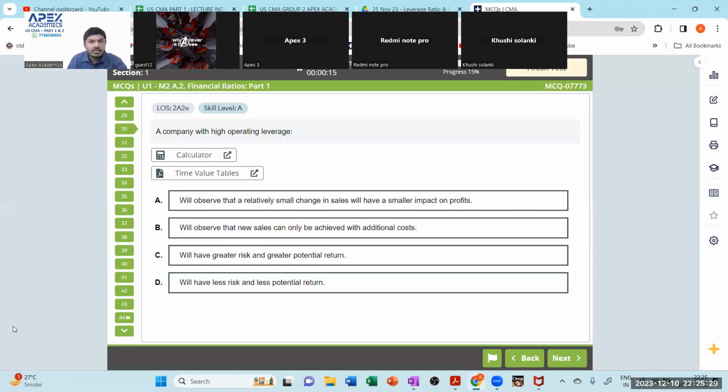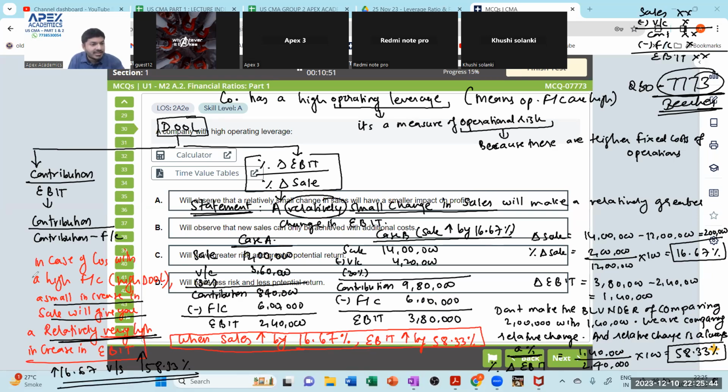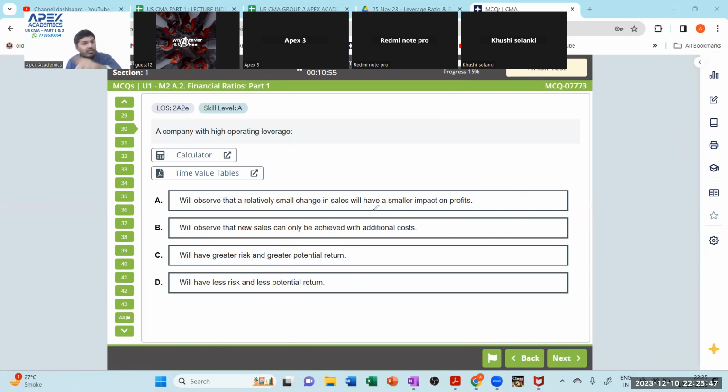What are they saying here? They are saying over here that a relatively small change in sales will have a smaller impact on profits. This is wrong. It will have a much larger impact on profits. Do you understand why the first statement is wrong? They are saying small change in sale, small impact on profit. No, small change in sale, very high impact on profit. Agreed? Yes, sir.